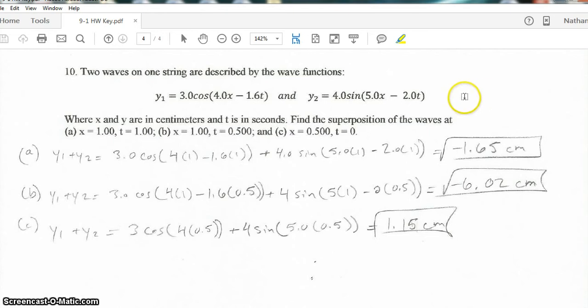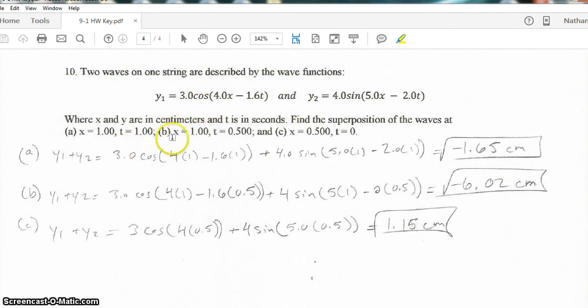Okay, so picking up part 2 here of homework 9-1, we're picking up questions 10 and 11. Those are the last two we have to finish out. And question 10, I would hope is pretty easy. They give us two different position functions, and they ask us what is the superposition right at each of these positions and times. But again, that's pretty easy.